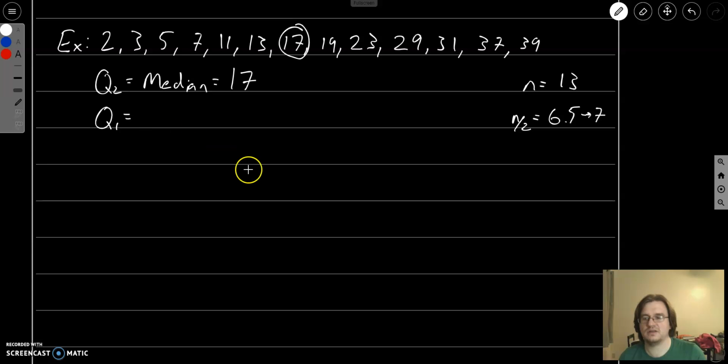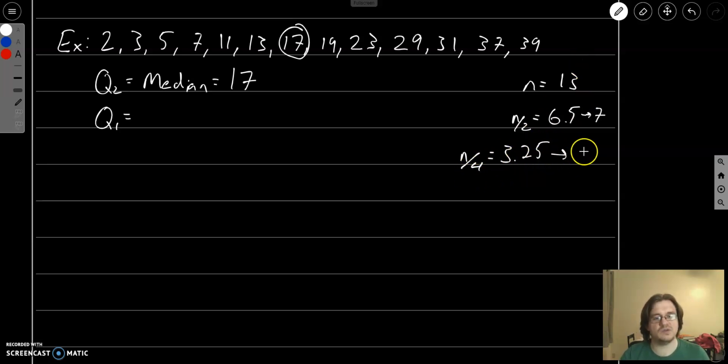Q1, on the other hand, will be the 25th percentile. So what we want to do is find 1/4 of the data. It'll be about here. So let's do this. We'll take n, and we want 1/4 of the data. So I want to divide n by 4, which is going to be 3.25. 13 divided by 4 is 3.25. So again, we round up to get 4. So the fourth number in this list is going to be 7.